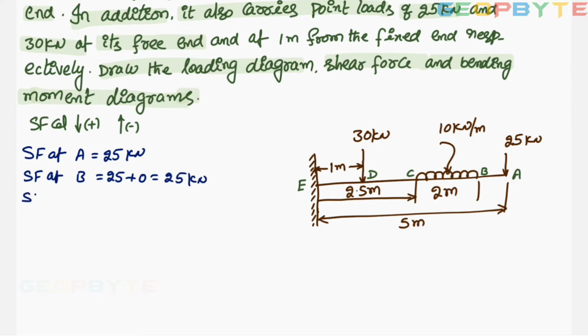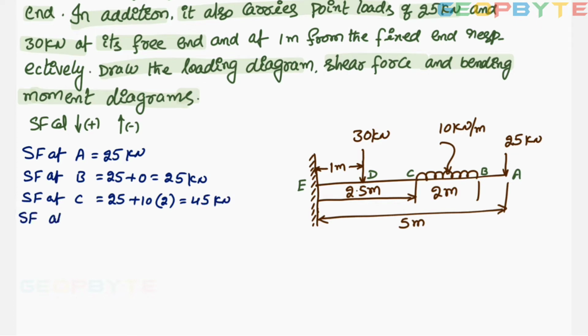Next, shear force at C. Directly I can go for C because there is no point load at C. If a point load is there at C, first I should find the shear force just before C, then the shear force exactly at C. Since there is no point load at C, straight away you can find the shear force at C. Already 25 kilonewtons is there, plus UDL multiplied by UDL distance, it is equal to 45 kilonewtons.